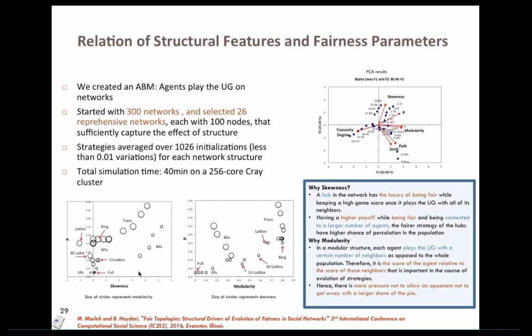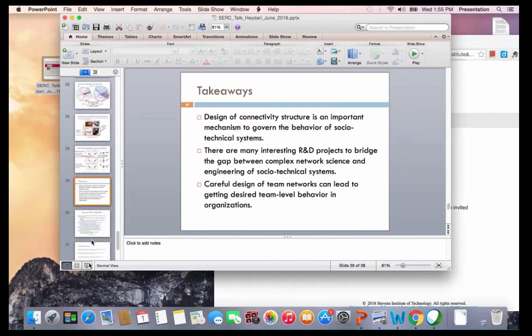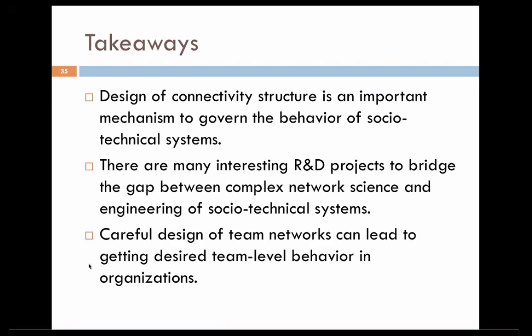Slide 29, we have studied this, and we figured out that the network skewness and modularity, again, our friend modularity, are two determinant factors of the level of fairness that emerge in these systems. So I'll leave the rest of the slides for your reference to look, and if there is any question, we'll go to slide 35, which has the three takeaways of the talk.